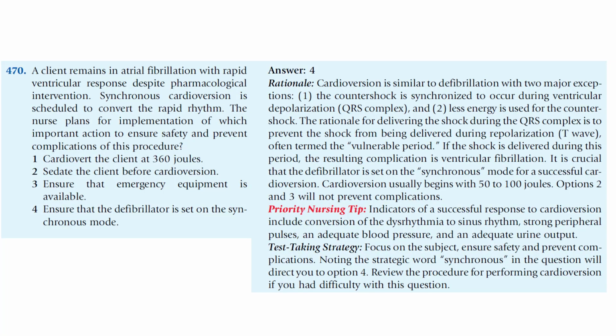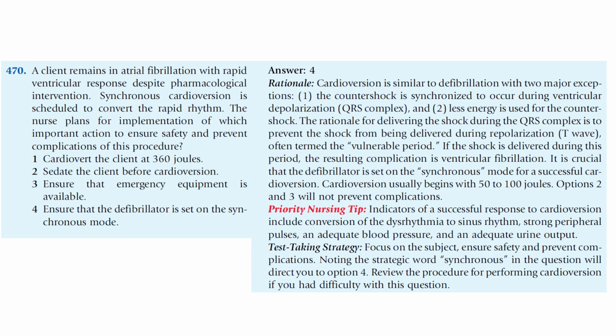470. A client remains in atrial fibrillation with rapid ventricular response despite pharmacological intervention. Synchronous cardioversion is scheduled to convert the rapid rhythm. The nurse plans for implementation of which important action to ensure safety and prevent complications of this procedure? 1. Cardiovert the client at 360 joules. 2. Sedate the client before cardioversion. 3. Ensure that emergency equipment is available. 4. Ensure that the defibrillator is set on the synchronous mode.